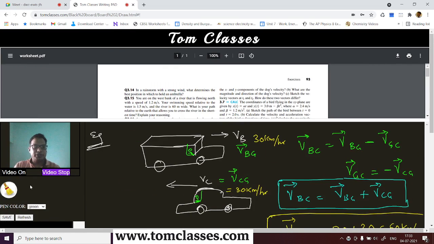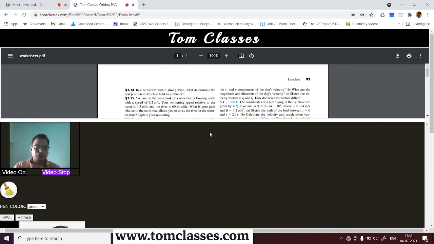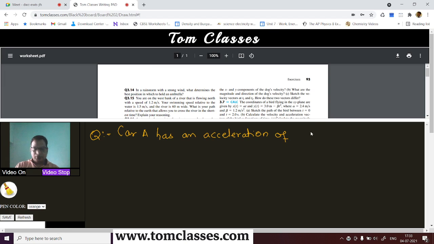Okay, let me then clear this, and let me try to bring another question over here. This is the question. Okay, let's see this question. Car A has an acceleration of 2 meter per second square due east. Okay, that is what is given to us.